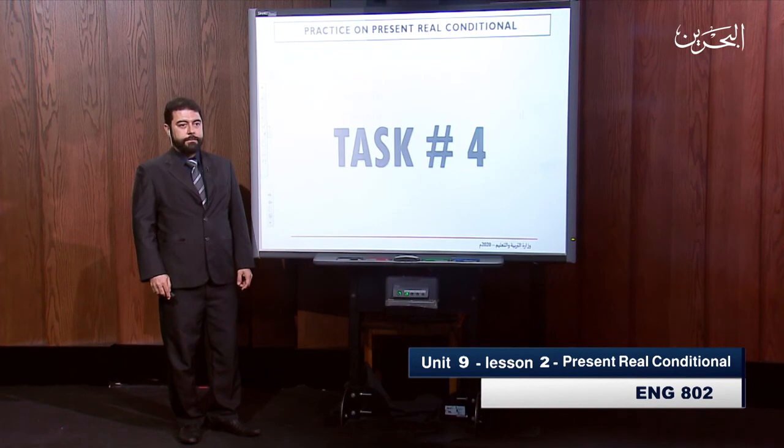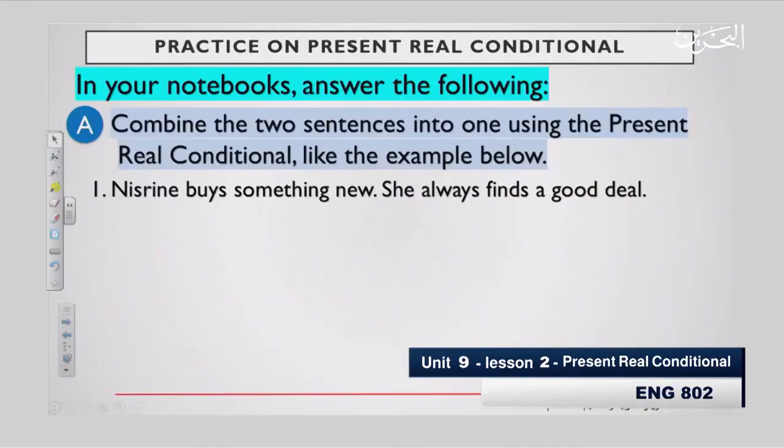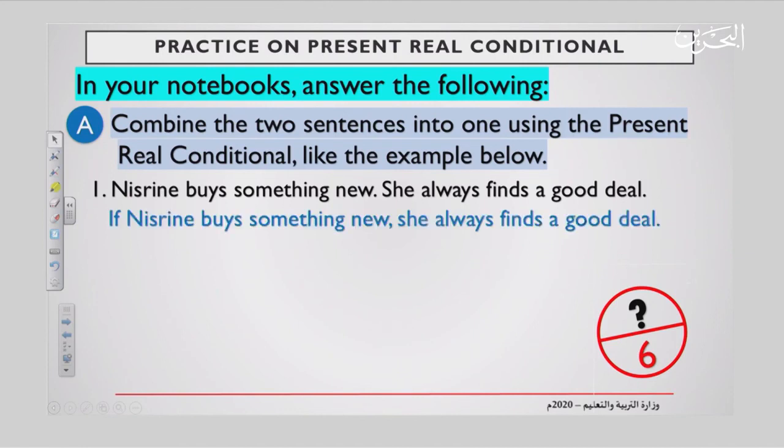Task number 4. In your notebooks, answer the following. A. Combine the two sentences into one using the present real conditional, like the example below. Number 1. Nasreen buys something new. She always finds a good deal. So we'd like to combine the two sentences into one, using the present real conditional, like the example. And this is for a mark of 6.